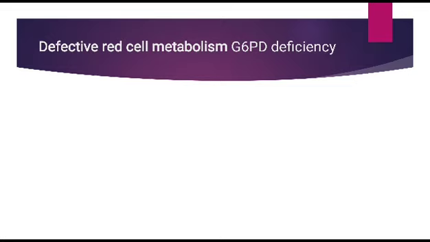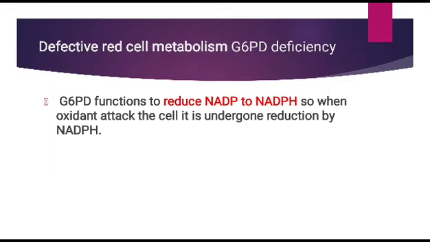One of the classical examples of defective metabolism of RBCs leading to hemolysis is glucose 6-phosphate dehydrogenase deficiency. And as you know from your previous studies, G6PD functions to reduce NADP to NADPH. And NADPH is crucial for the RBCs to neutralize the oxidant stress.